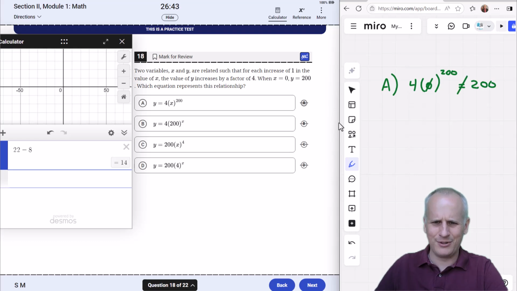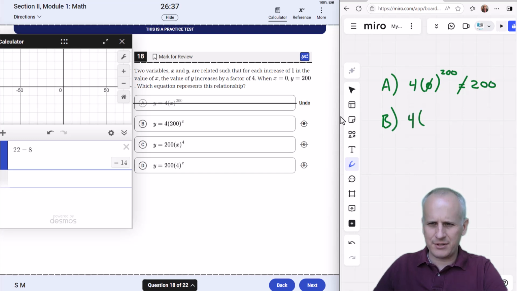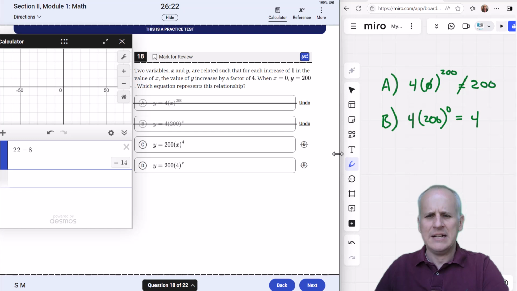So that allows me to eliminate choice A through the model. Then we go to choice B, and we've got 4 times 200 to the 0 power. Well, that's going to be equal to 4 times 1, and it was supposed to be equal to 200, and 4 times 1 is 4. So that's not 200. We can eliminate choice B for that reason.